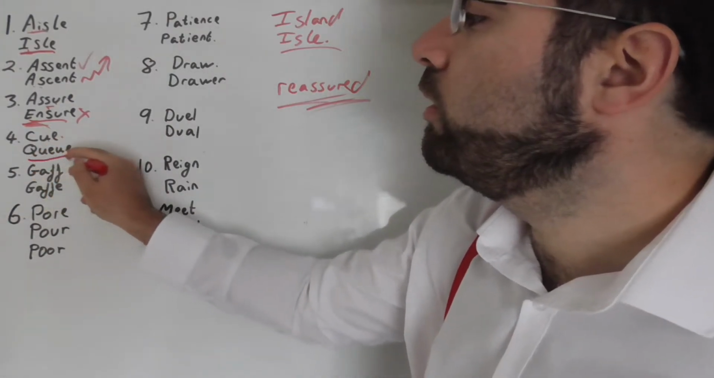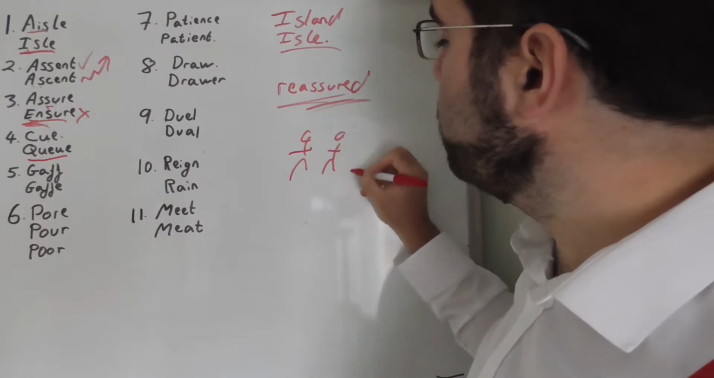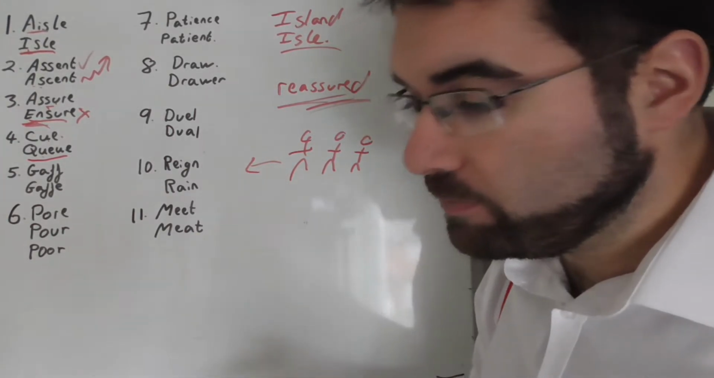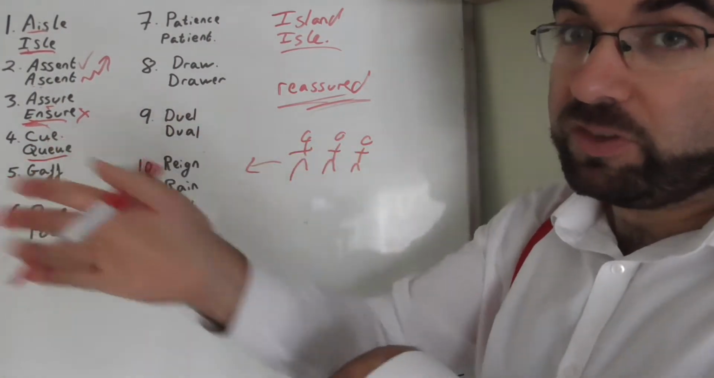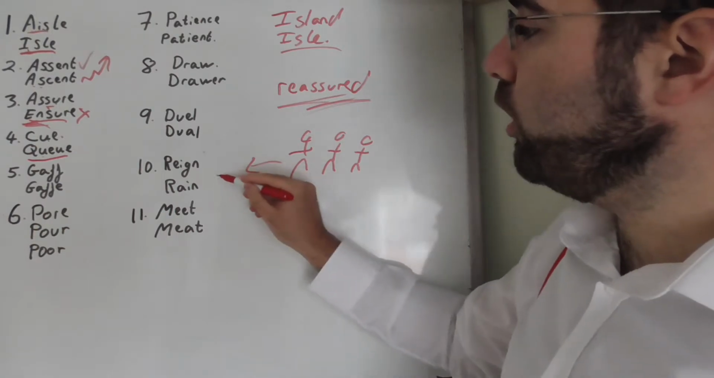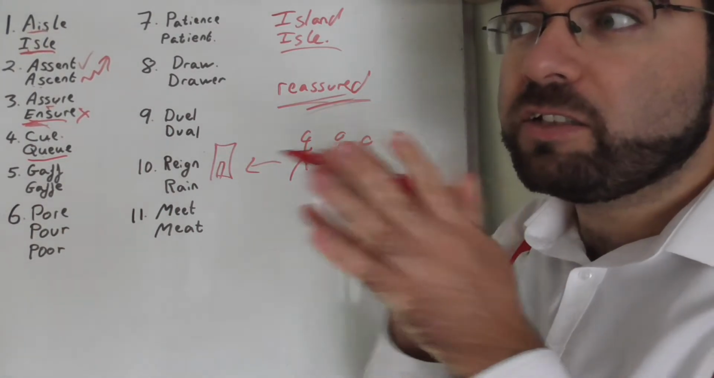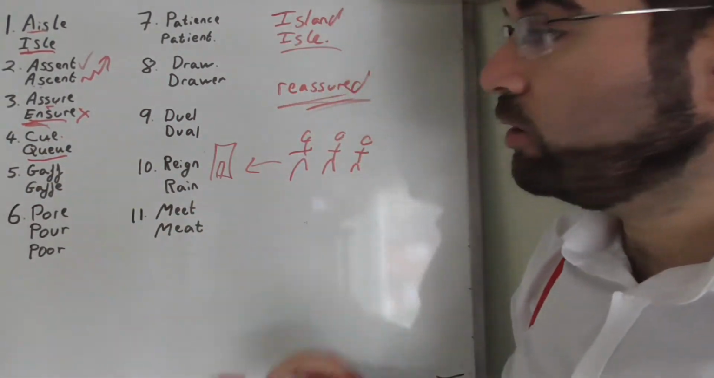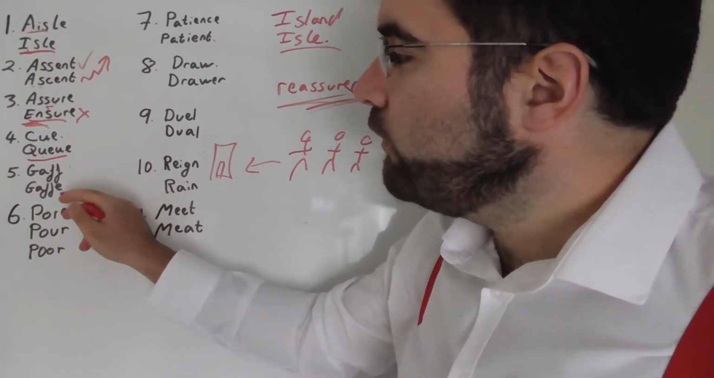But a queue is like a row, a line of people waiting for something, like into a shop, for example. We're waiting to go in. We are forming a queue. Queue.